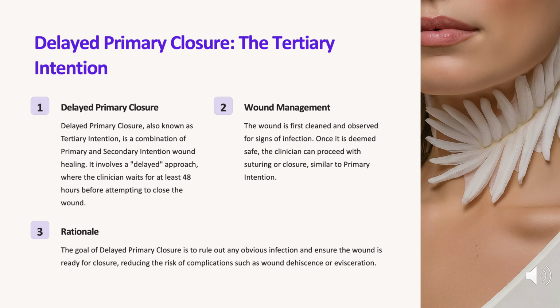Delayed primary closure, also known as tertiary intention, combines aspects of both primary and secondary intention wound healing. It involves a delayed approach where the clinician waits for at least 48 hours before attempting closure. Initially, the wound is cleaned and observed for signs of infection. Once it is deemed safe, the clinician can proceed with suturing or closure akin to primary intention.